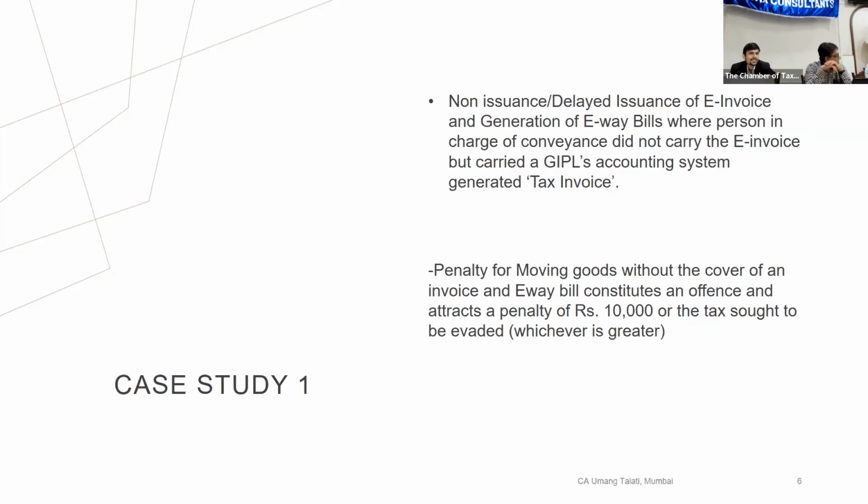Ajay Bhai's contention is that I have defaulted in not issuing the e-invoice. That is one default, irrespective of the number of invoices, for one period, 6 months. That is his argument. My default is not issuance of the e-invoice, so that is one default. So I will pay only one penalty. That is what he is trying to say.